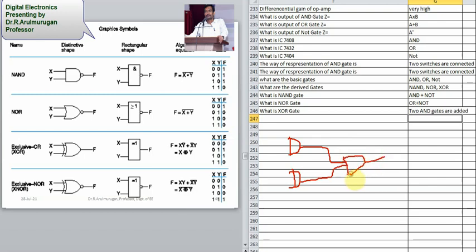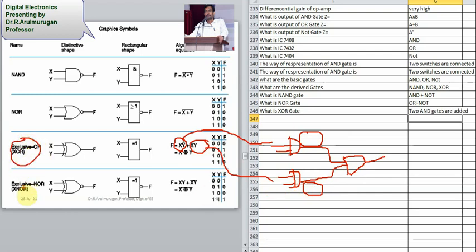So this is an OR gate. What is this one? This is X into Y bar. And this one is X bar into Y. These two are added. So you can give the two inputs like that: X into Y bar here, and X bar into Y here. That is called an XOR gate.